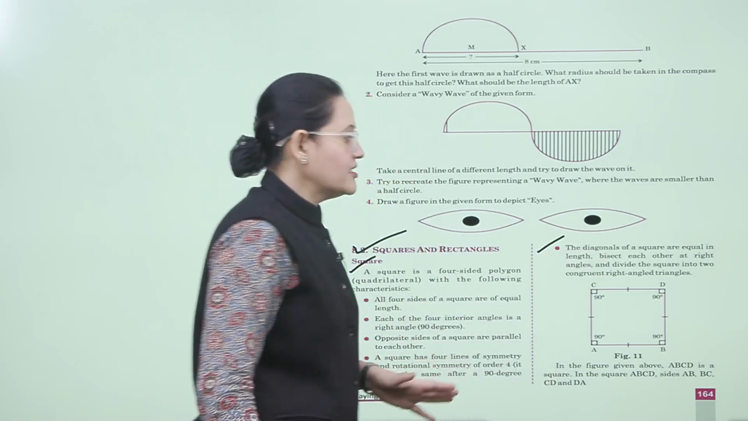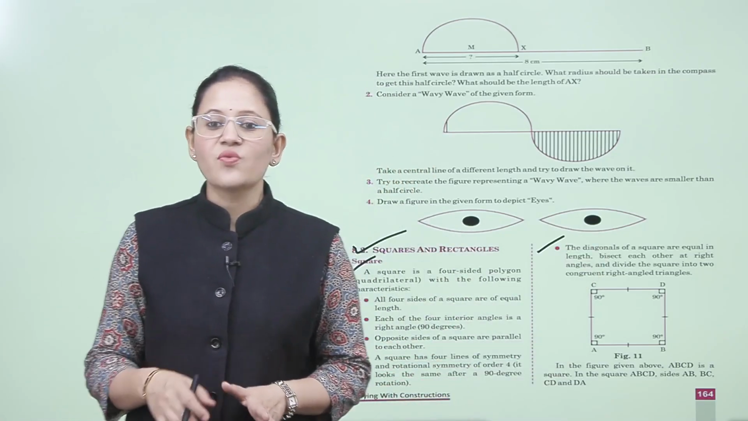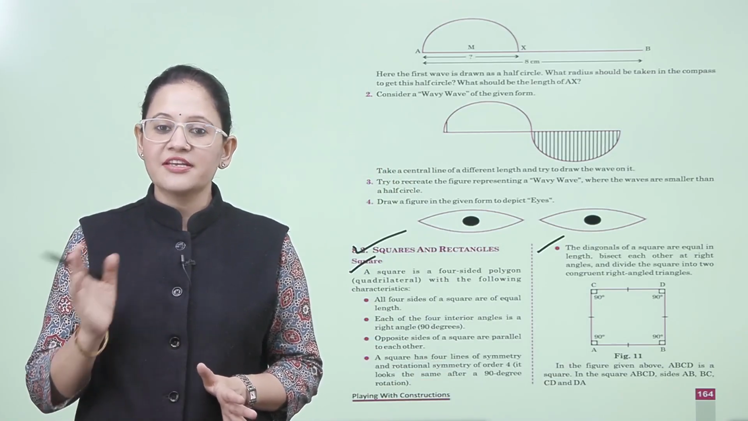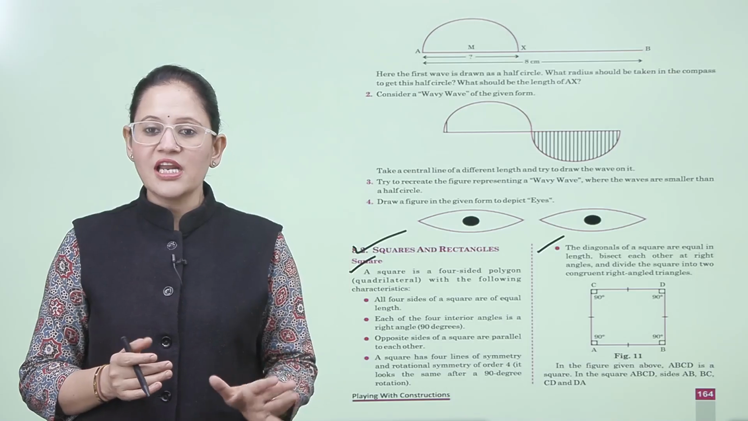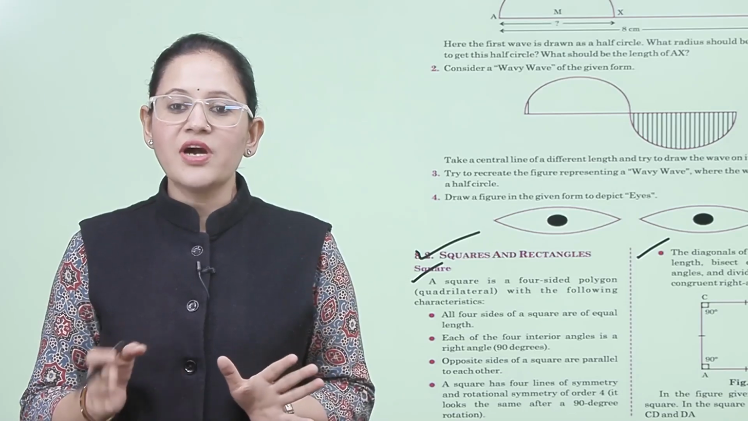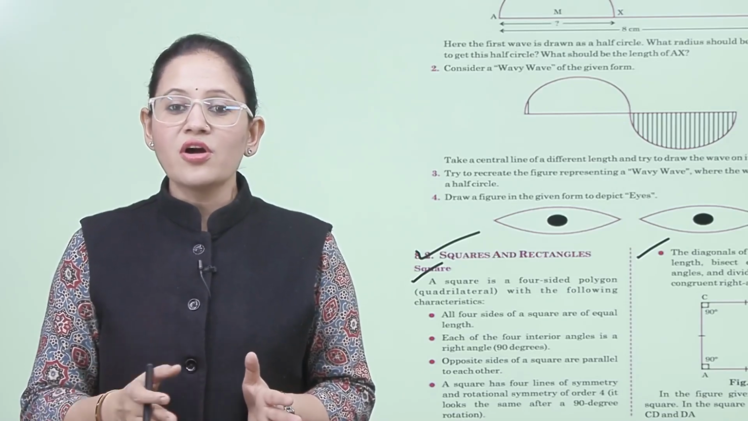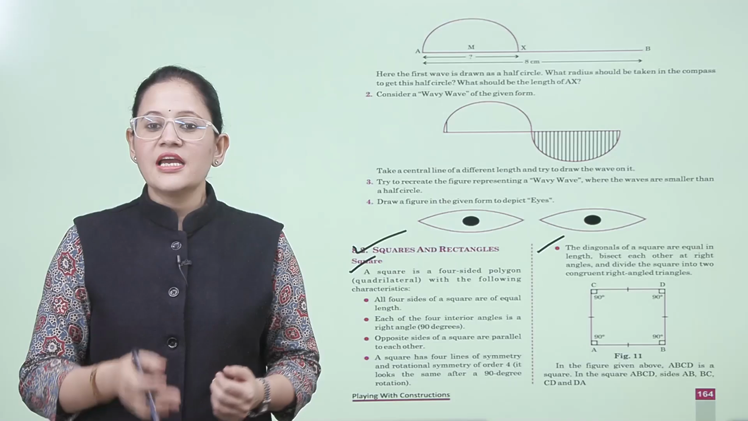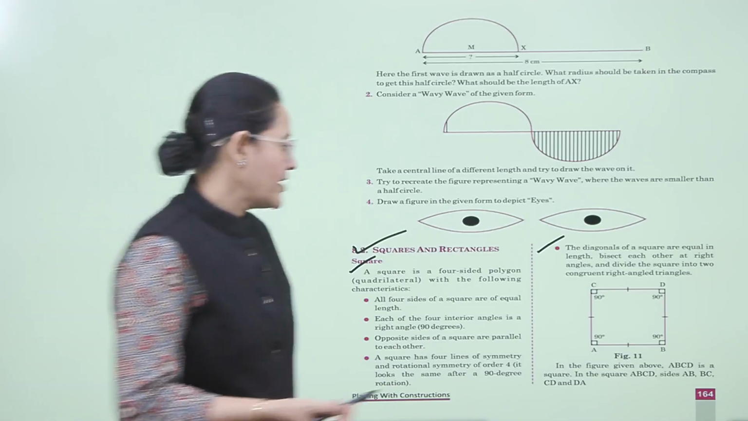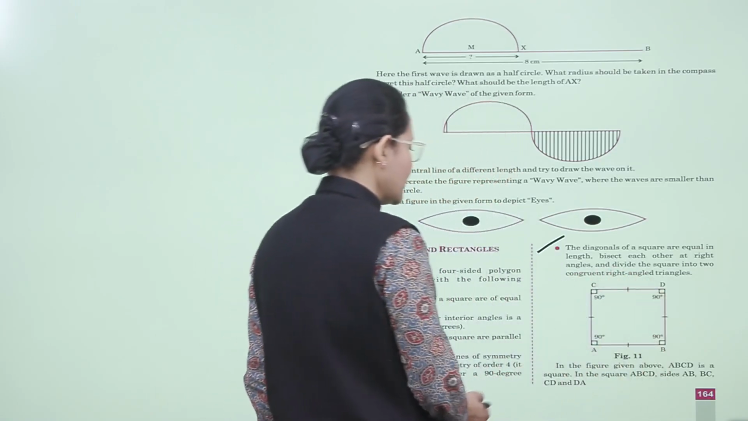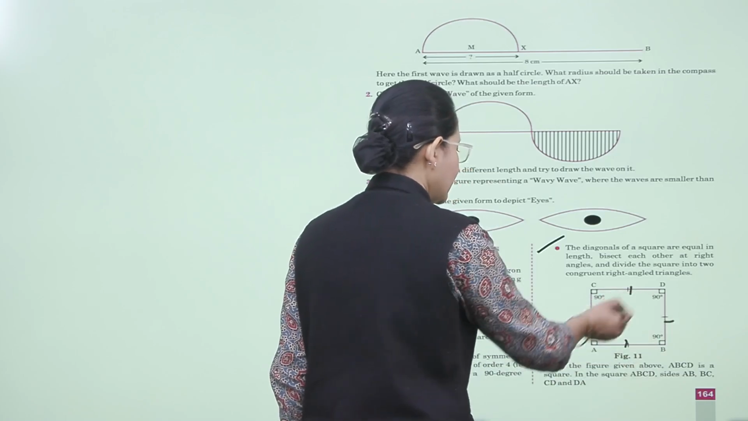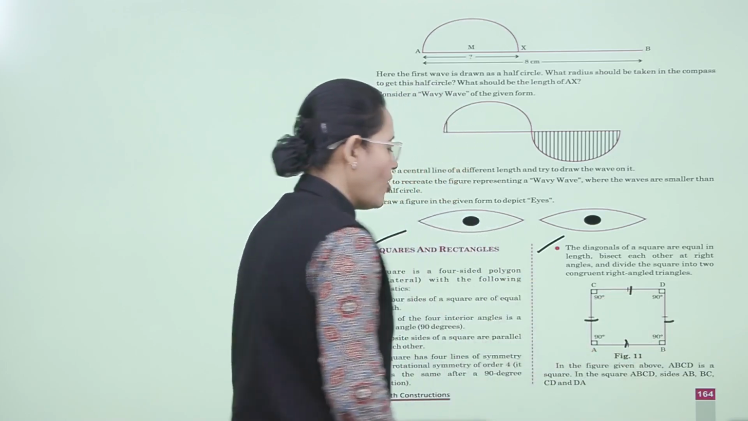The diagonals of the square are equal in length, bisect each other at right angle, meaning 90 degree, and divide the square into 2 congruent right angle triangles. In the figure given above, ABCD is a square. In the square ABCD, AB, BC, CD and AD all are equal.